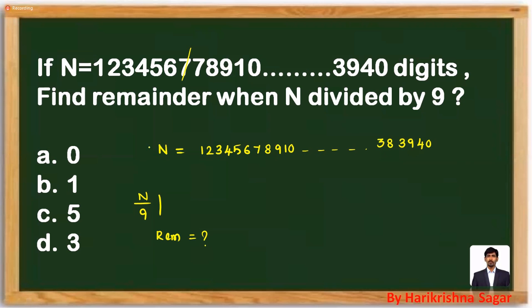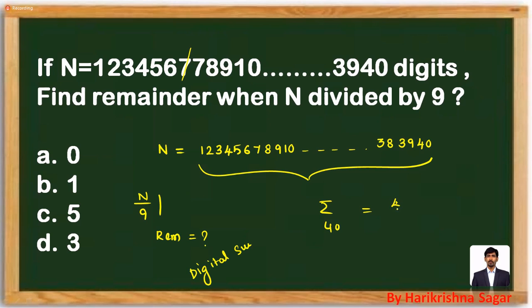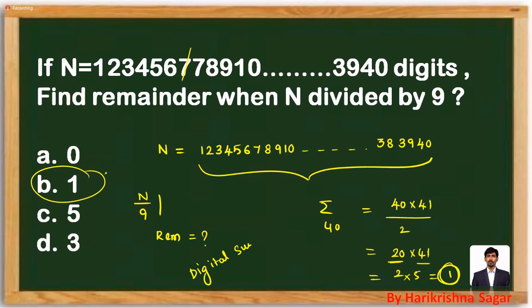Here, when we divide this number with 9, what is the remainder? What is 1 to 40 numbers? It is sigma 40. I'm trying to find the digital sum of these numbers. Sigma 40 is nothing but 40 into 41 divided by 2, that's 20 into 41. Digital sum of 20 is 2, of 41 is 5. 5 into 2 is 10, and 10 is nothing but 1. Answer choice must be option B.